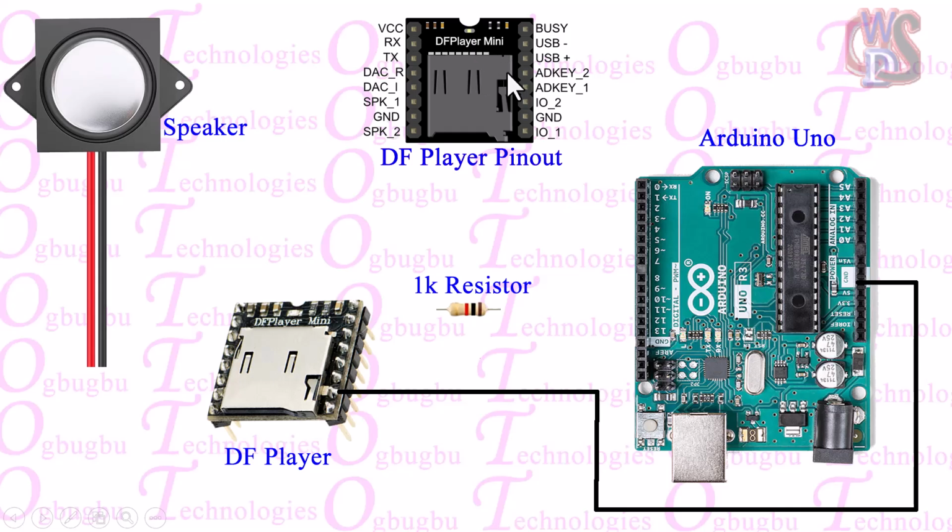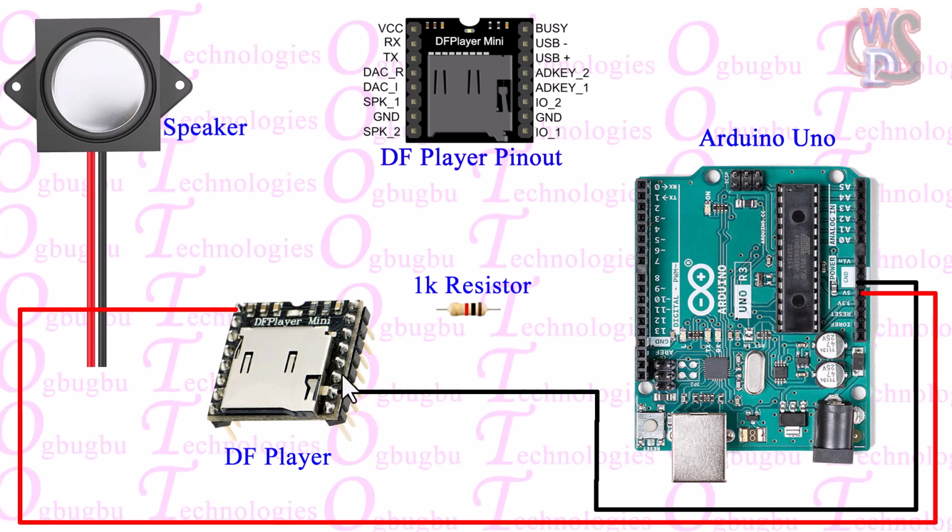As you can see, I left the key. This is the pin out of this module. As you can see here, this is the DF mini player. These are the pins, the pin out of this very device here. So this one here is the ground. So ground has been connected.